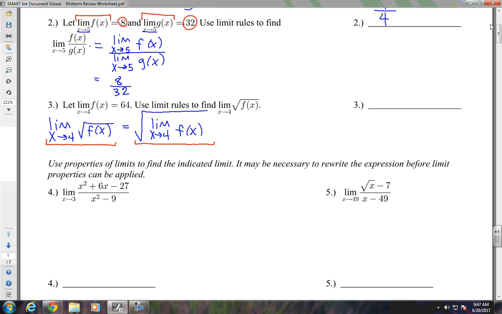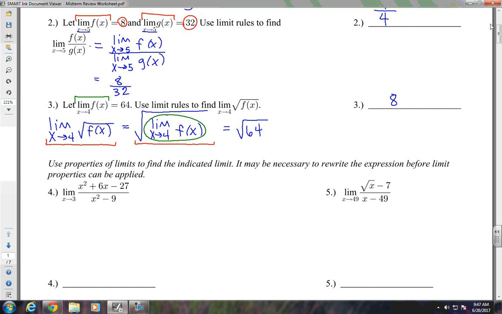It's simply a matter of order of operations. Now I can evaluate this limit in the radicand because that was the given information, right? So I can replace that with its value, which is 64. And I still have that outside radical to deal with. And of course, the square root of 64 is 8.